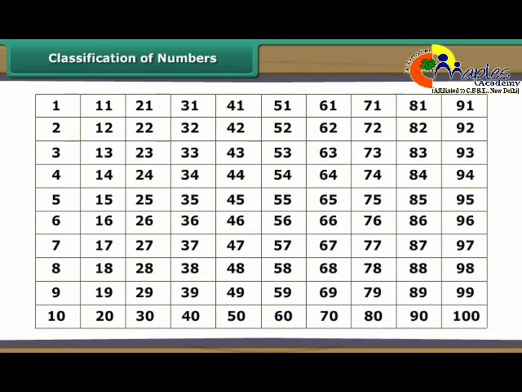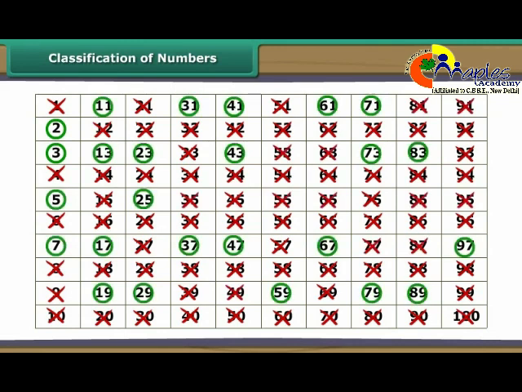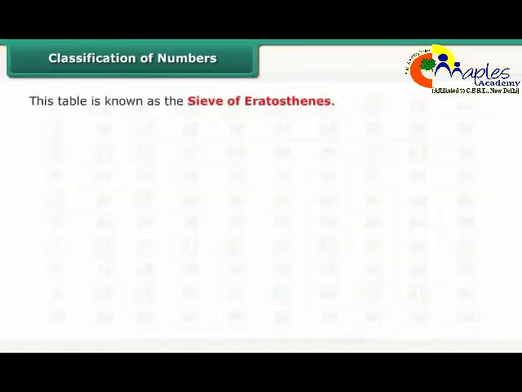We cross out numbers that are not prime and circle those that are prime. 1 is not prime as it has only 1 factor. We draw a cross on it. 2 is prime as it has exactly 2 factors. We draw a circle around it. We draw a cross on all the multiples of 2. 3 is prime. We draw a circle around it. We draw a cross on all the multiples of 3. We proceed till we have drawn a cross or a circle around all the numbers from 1 and 100. This table is known as the sieve of Eratosthenes.